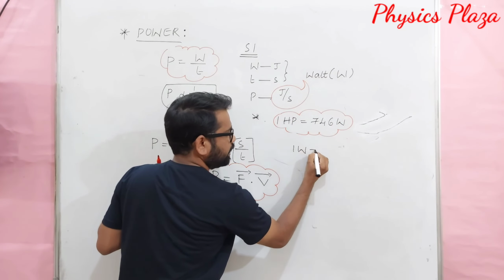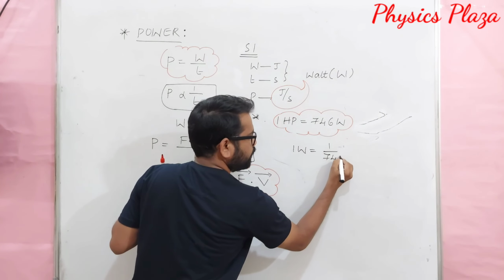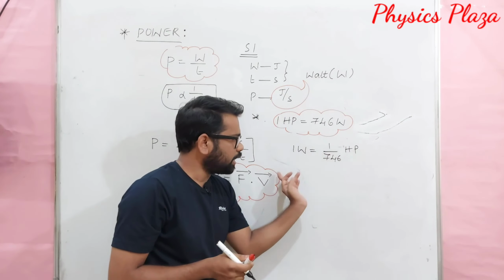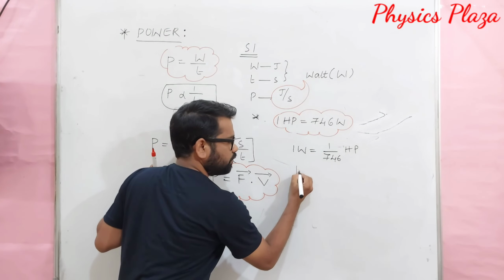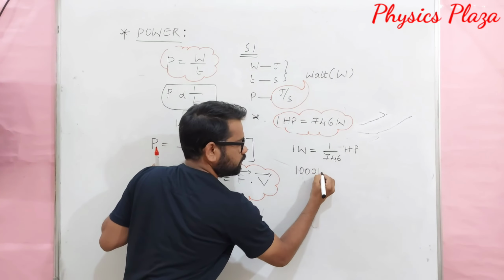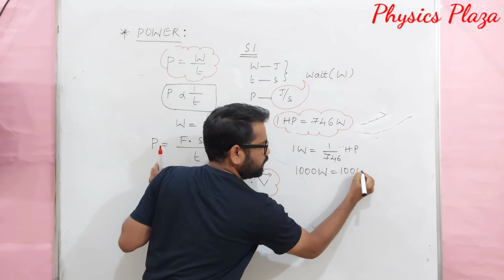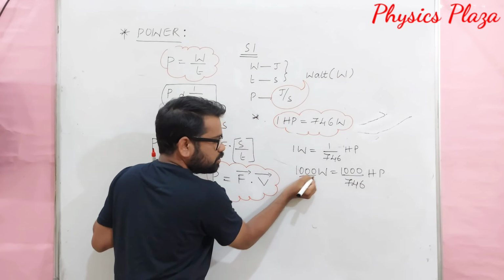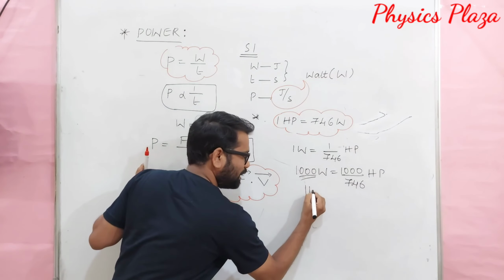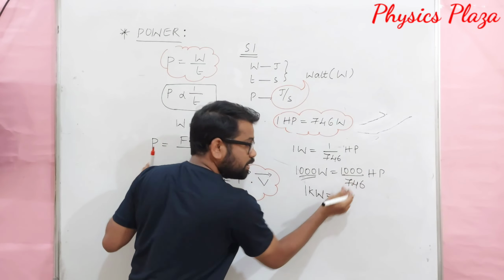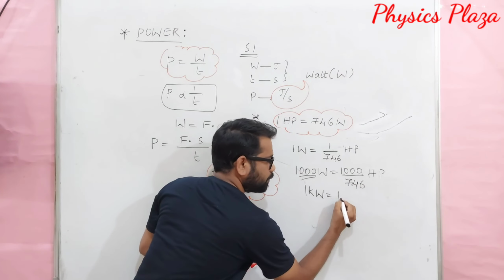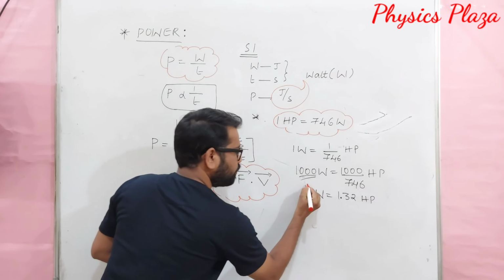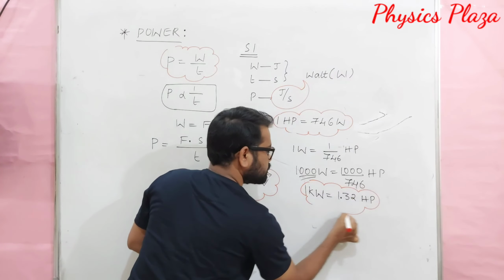1 horsepower is equal to 746 watts. 1 watt is equal to 1 by 746 horsepower. Let us multiply both sides by 1000. So 1000 watt is equal to 1000 by 746 horsepower. Therefore 1000 means what? Kilo. So 1 kilowatt is equal to 1000 by 746, which is approximately 1.32 horsepower. Children, this is how watt and horsepower are related.